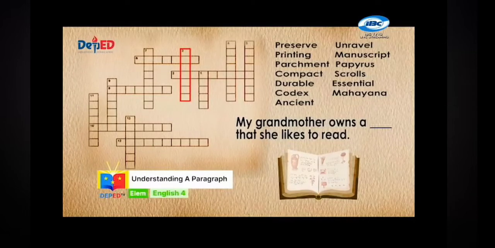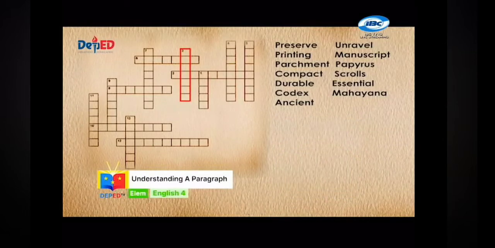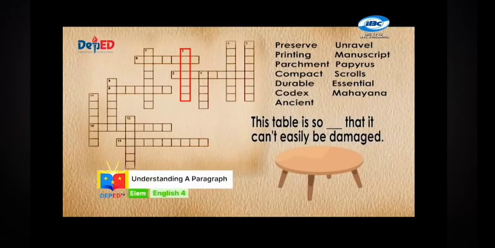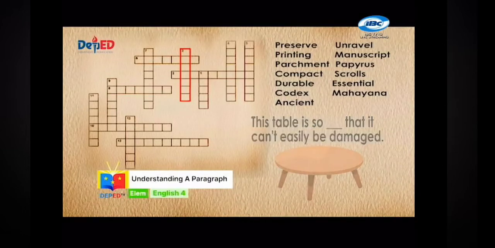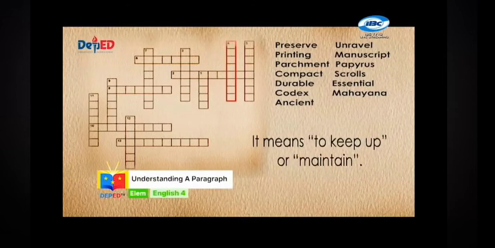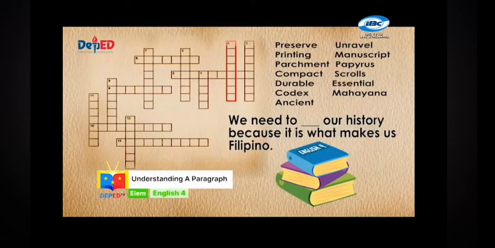Number 3, 7 letters. This word means lasting or unbreakable. This table is so that it can't easily be damaged. Number 4, 8 letters. It means to keep up or maintain. We need to our history because it is what makes us Filipinos.